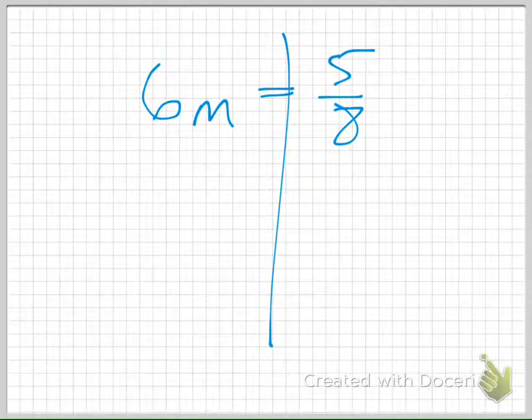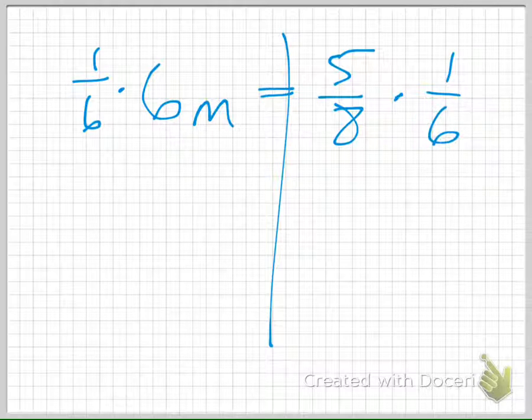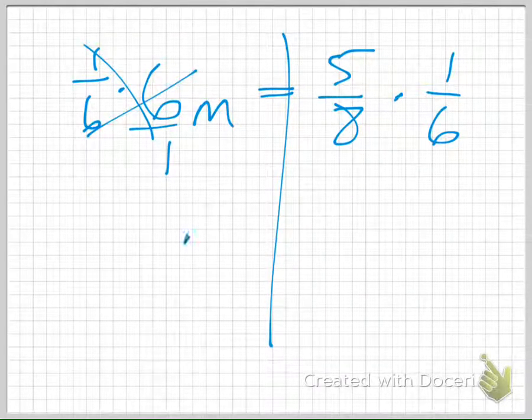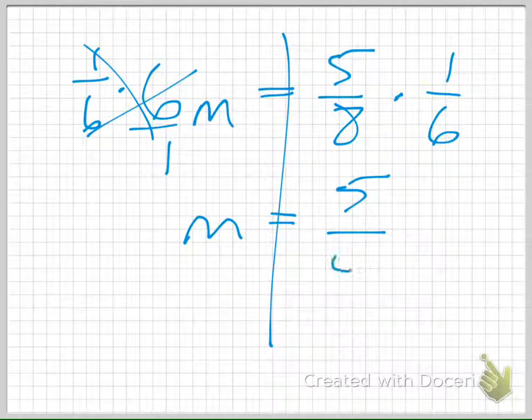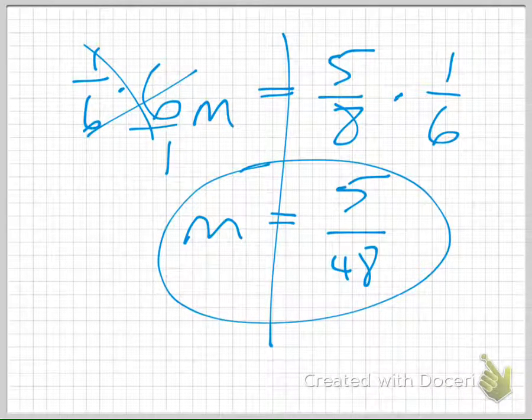Multiply by 1/6, right? I'm going to multiply by its reciprocal. Multiply by 1/6. This is actually 6/1. Do you agree that that's 6 here? This 6 here is actually 6/1? Yeah. So then that's why we get to just cross that out, leaving me with just m over 5/48. Does that make sense?